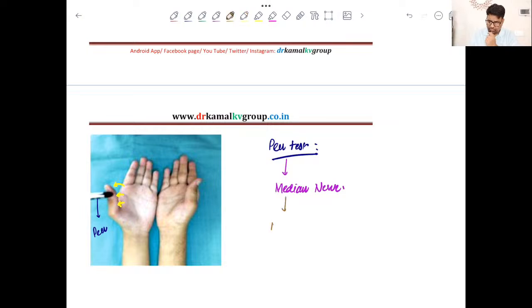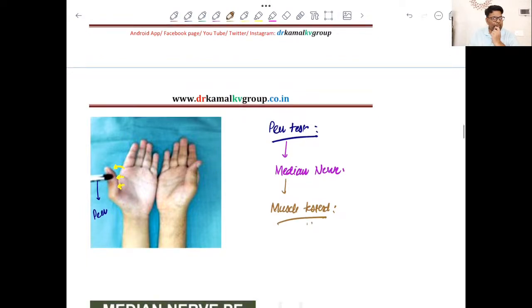If I write muscle tested, which muscle is tested? Anyone? Which muscle is tested here? See, we are checking some movement of the thumb, so one word has to be pollicis, right? Now, which movement are we checking? The moment you can appreciate the movement, you can answer a little bit more closely. So we are actually checking abduction, right?